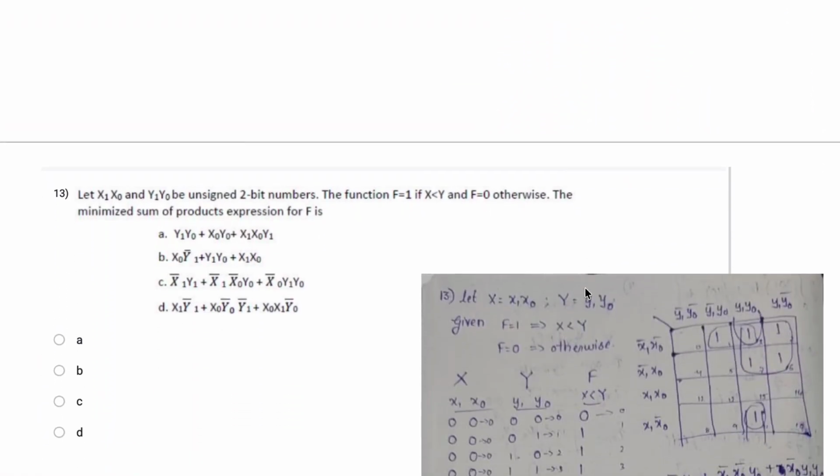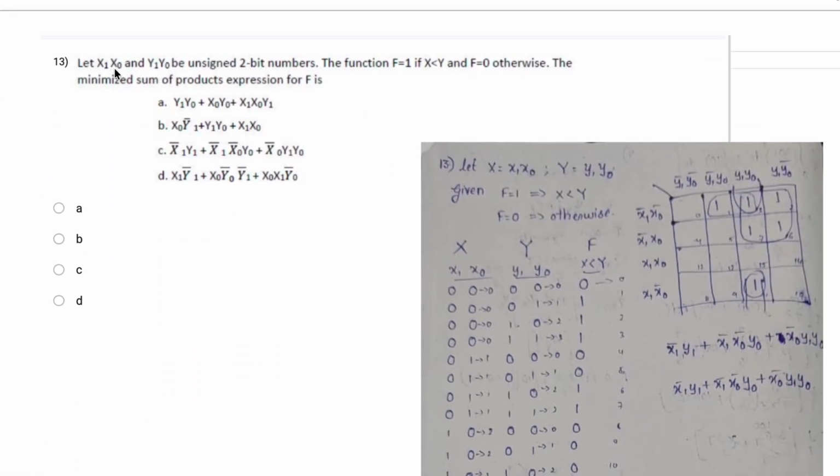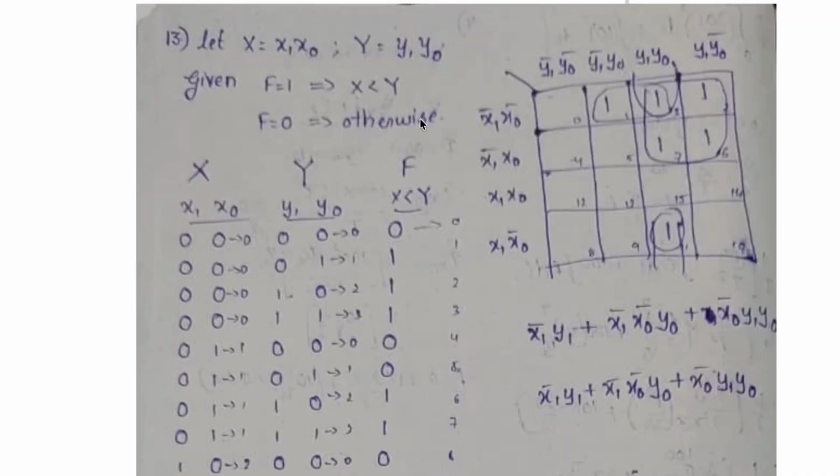So let's go into the first question. It is given that x1, x0 and y1, y0 are unsigned 2-bit numbers. The function f is equal to 1 if x is less than y, and f is equal to 0 otherwise. The minimized sum of products expression of f is. So let us assume x is x1, x0 and y is y1, y0.